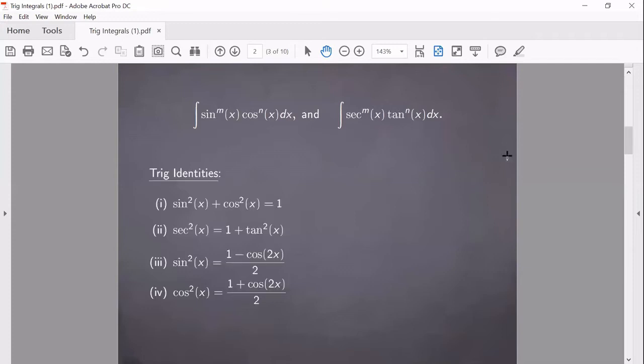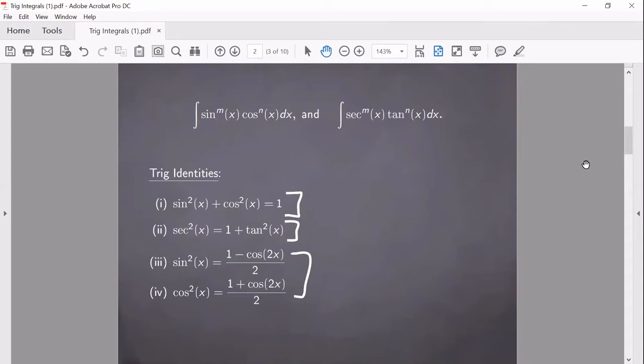There are 4 trig identities that we'll be using in this section. The first 2 involve relationships between sine and cosine, and a relationship between secant and tangent. The last 2 are what are called half-angle identities. Now, the forms given here are expressed in terms of double angles, but it's the same equivalent statement, just expressed in a different way. All 4 of these we'll be utilizing throughout the section.